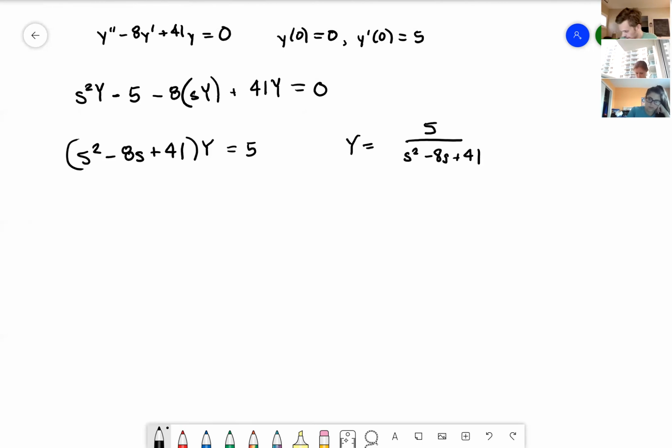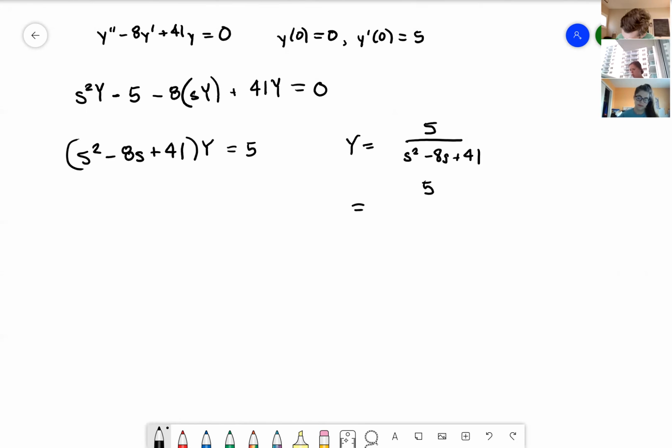Okay. So 41, is 41 a prime number? Let's see. 3 does not divide it because 4 plus 1 is not divisible by 3. Not a multiple of 7. It's not a multiple of 5. And that's really all that we need to check because the square root is less than 7. So we can't factor it easily. But we can complete the square.